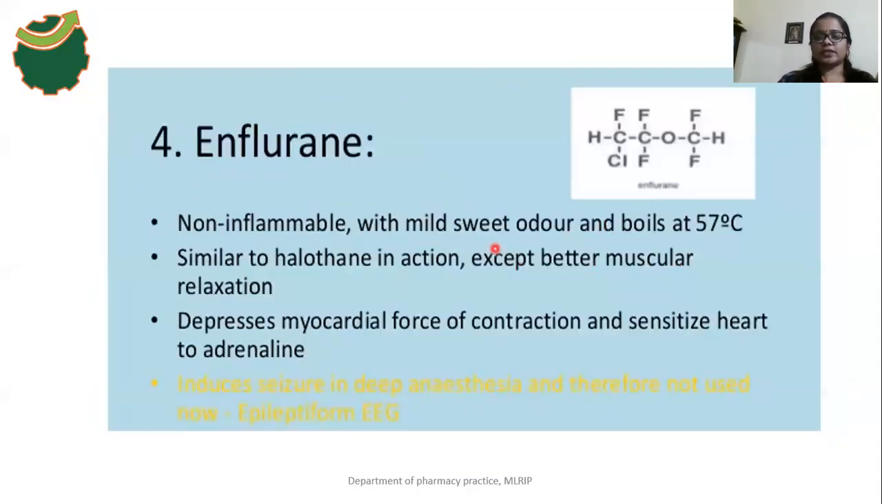Next, enflurane. This one is non-inflammable with a mild sweet odor, and it boils at 57 degrees centigrade. It is similar to halothane in action, except for a better muscle relaxation effect. It depresses the myocardial force of contraction, and it sensitizes the heart to adrenaline.